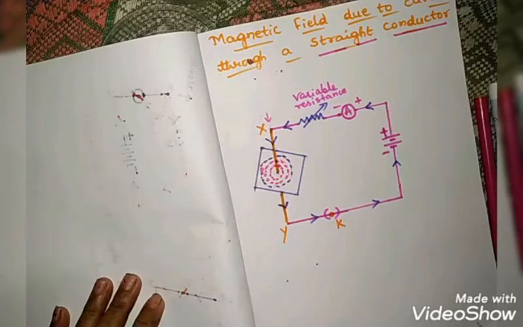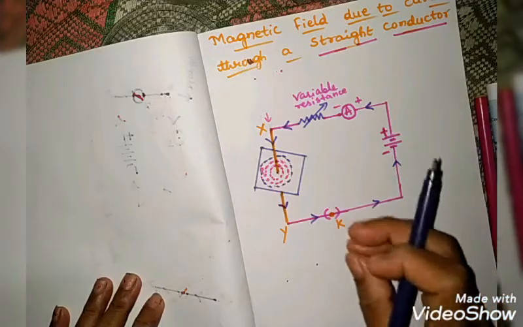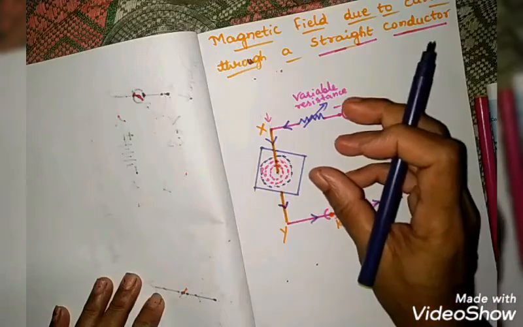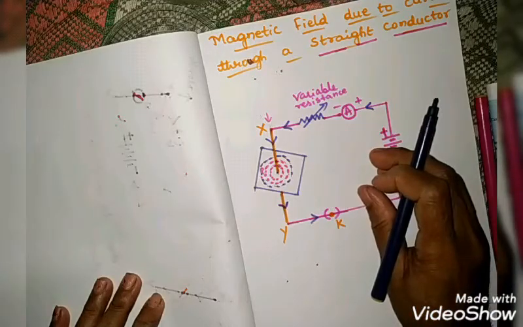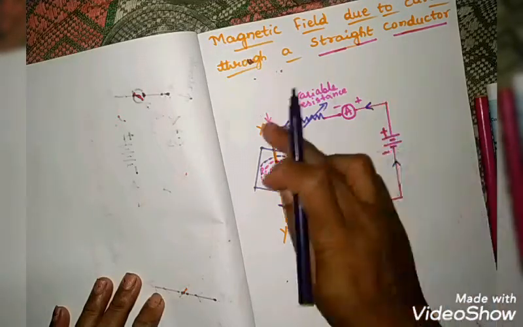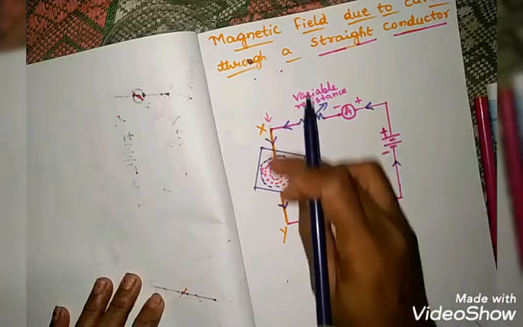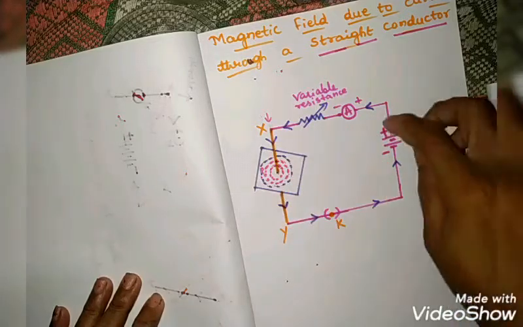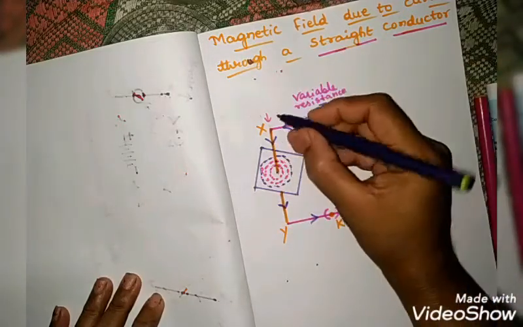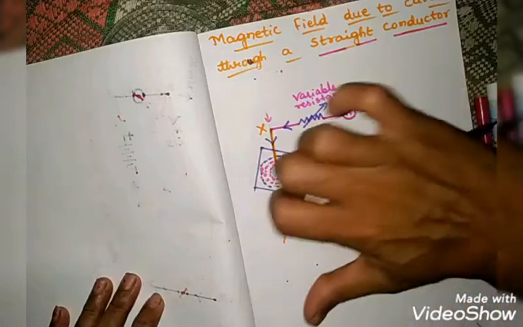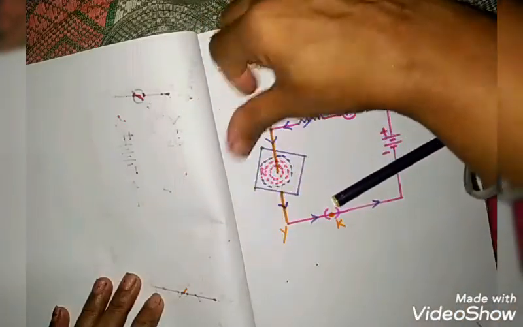So now, what are the factors it depends on? Let us see. How can we find out the direction of the current or the direction of the magnetic field, children? Current direction we know now. I told you already, from positive to negative terminal, right? So it is flowing in this downward direction.